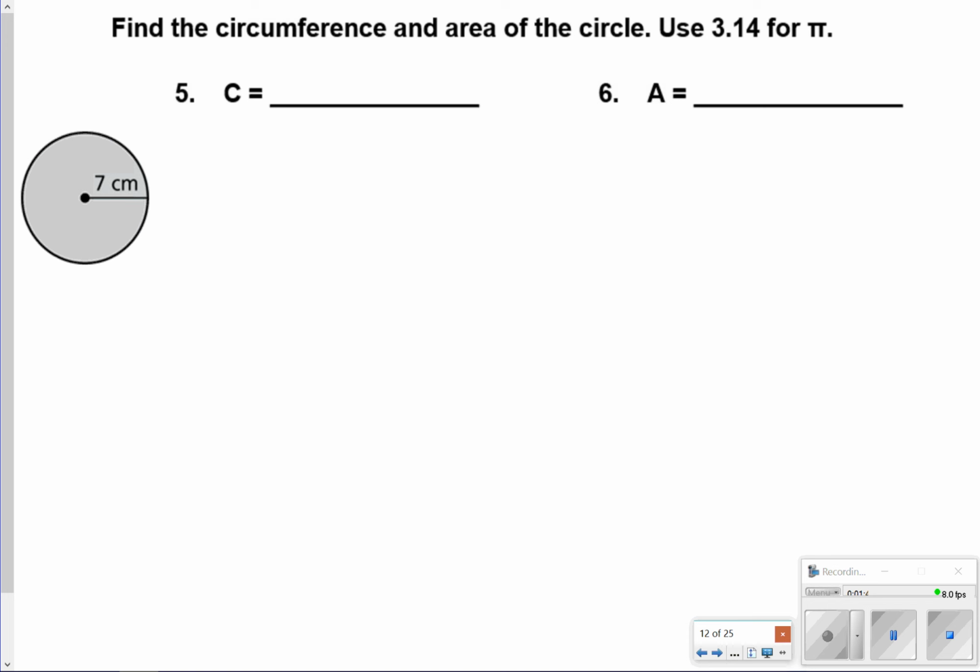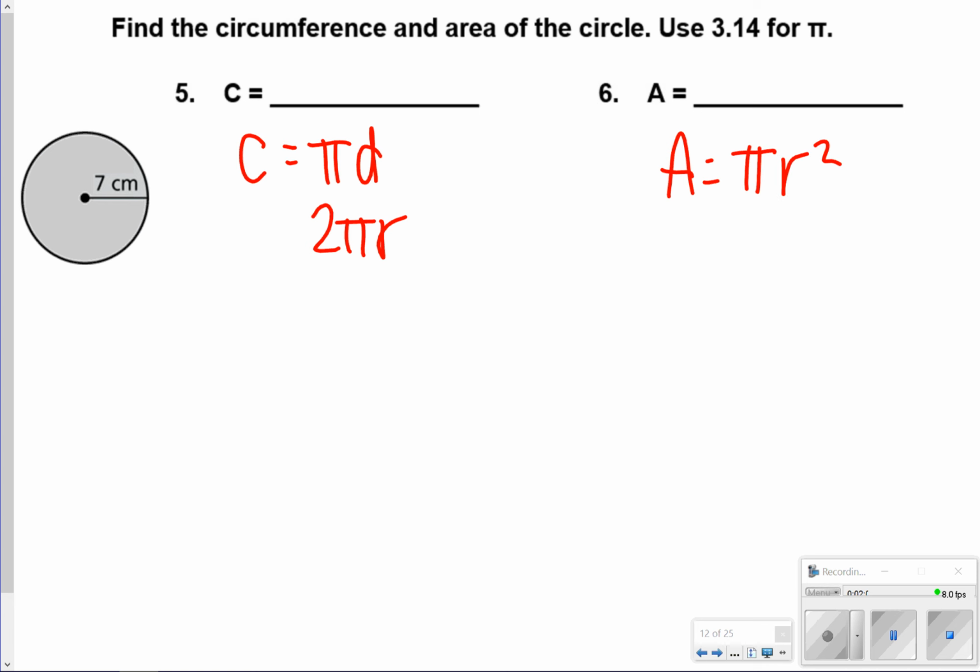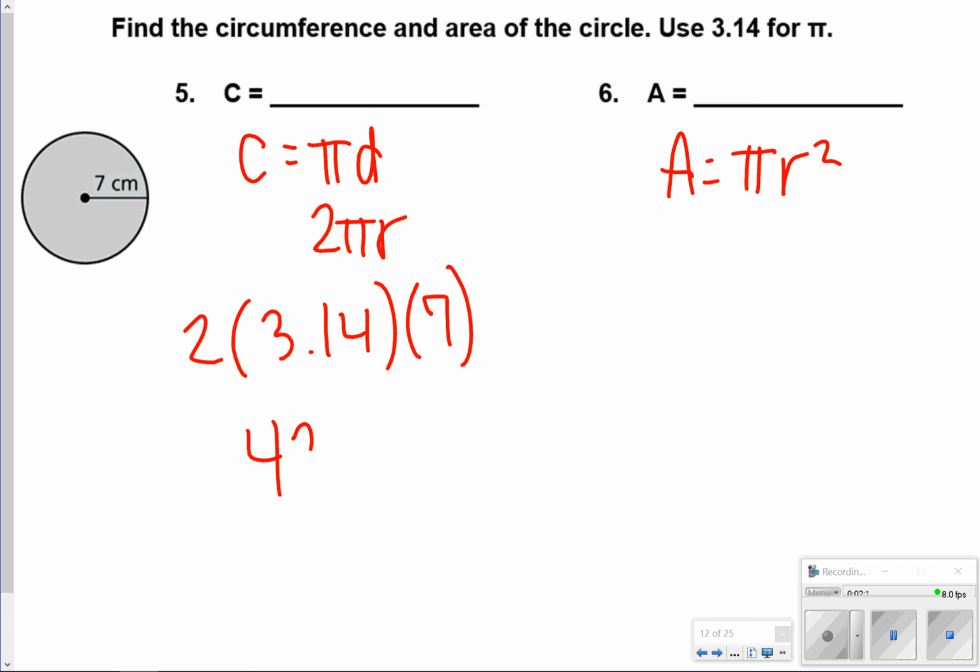The next section, you're going to be working with circumference. Remember, circumference, you're doing either pi times diameter or 2 times pi times radius, whatever's given to you. Area is specifically, though, pi times radius squared. Okay. For number 5, I did 2 times 3.14 times 7, and that's going to give me 43.96 centimeters.